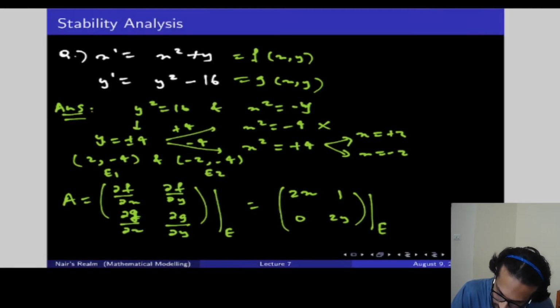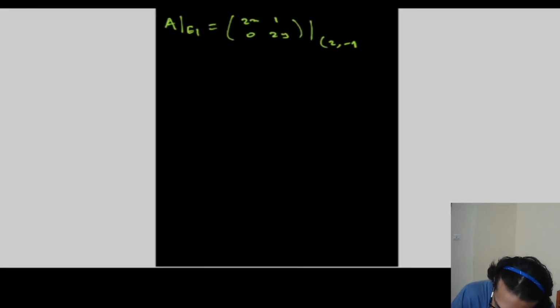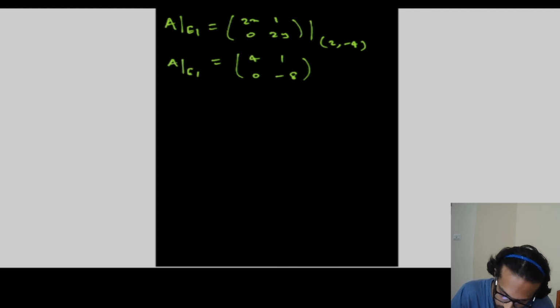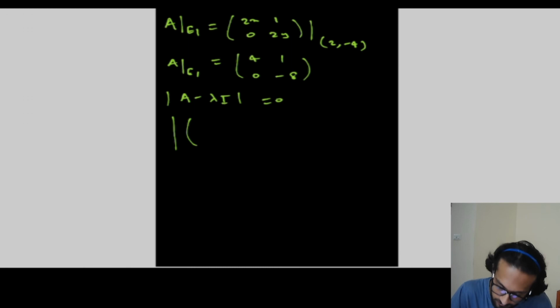Let me just make the pen a little bigger. So A evaluated at E1 is nothing but 2x 1 0 2y at 2 comma minus 4. That's nothing but 4 1 0 minus 8. And to find the eigenvalues of this, we do determinant of A minus lambda I equal to 0. That will give us the determinant of 4 minus lambda 1 0 minus 8 minus lambda is equal to 0.